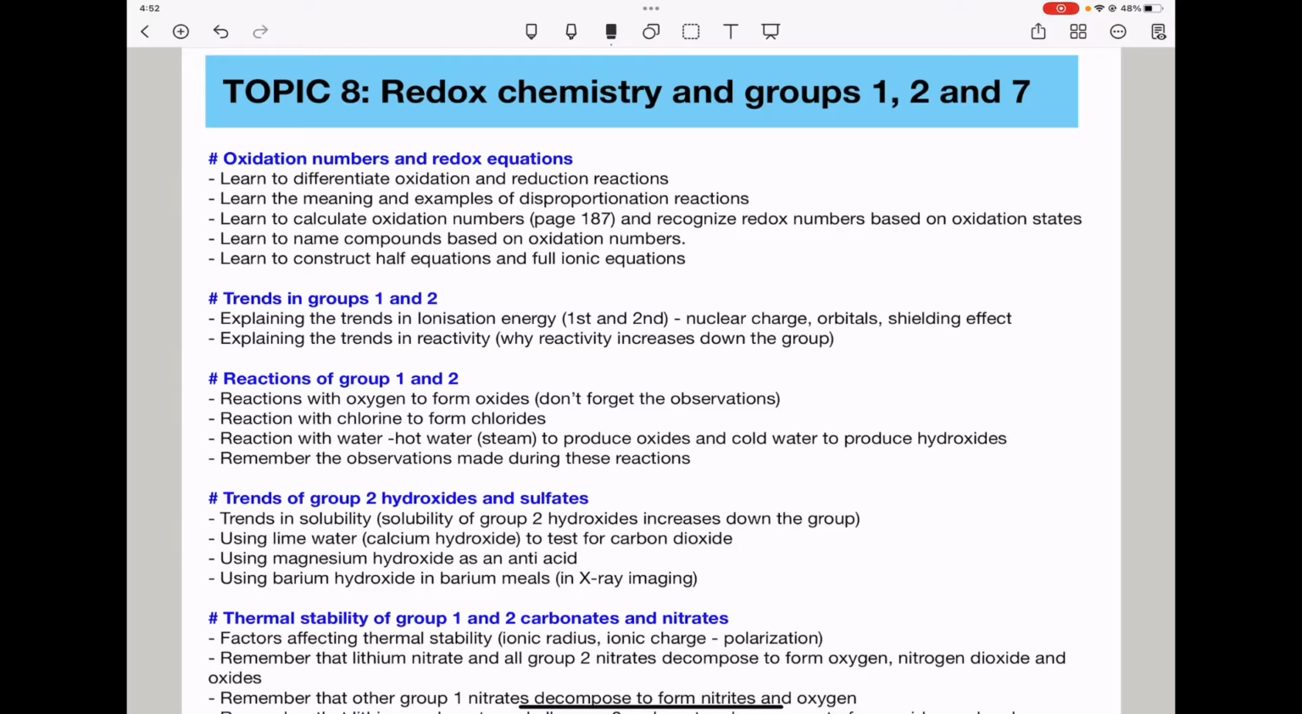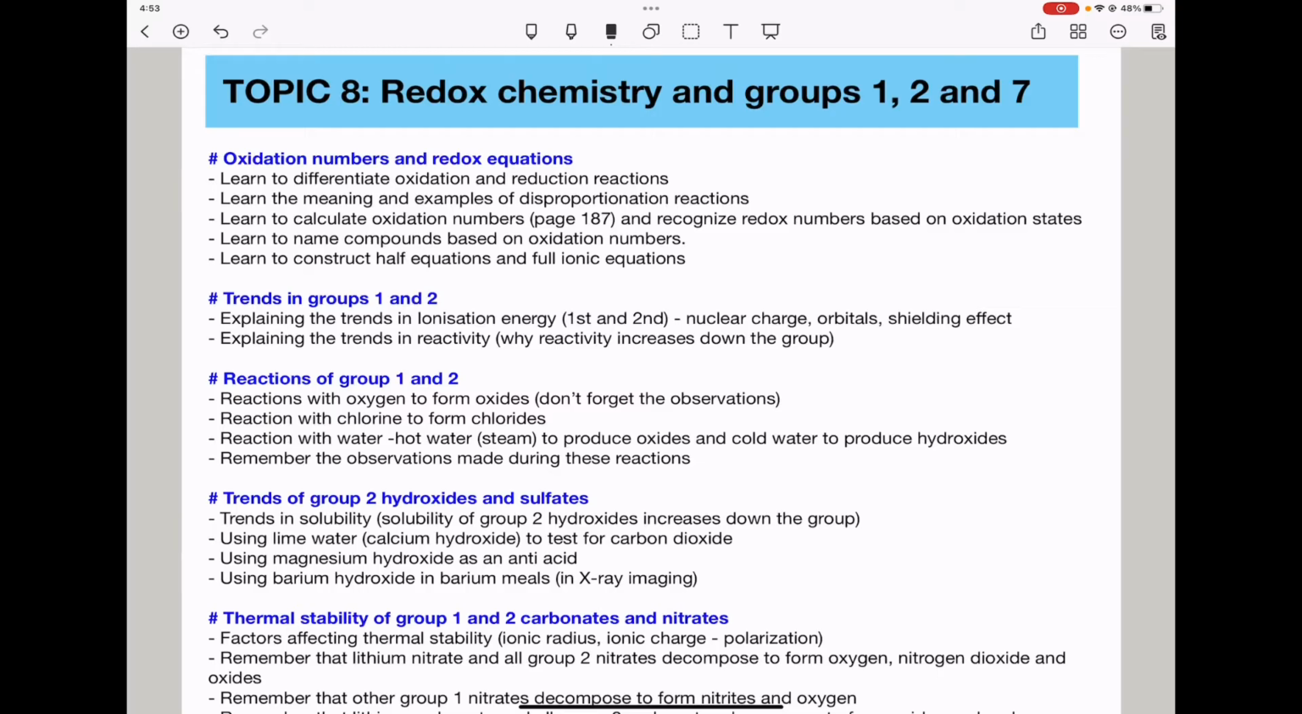When we go to trends in group 1 and 2, they'll ask you to explain the trends in ionization energy, of course, first and second ionization energy. This is in reference to the nuclear charge, the orbitals, as well as the shielding effect. They'll ask you to explain the trends in reactivity. An example is where reactivity increases as you go down the group. And again, you could explain this in terms of nuclear charge, shielding effect, as well as the size of the atom or the number of orbitals that exist.